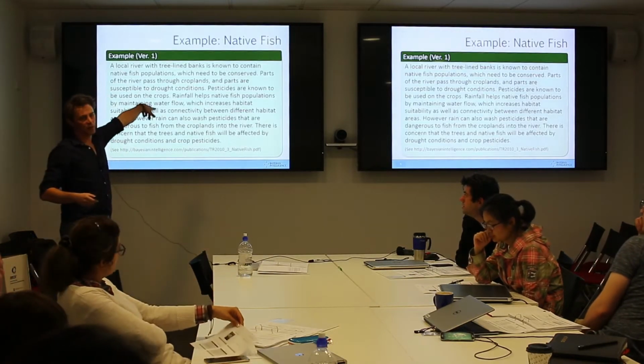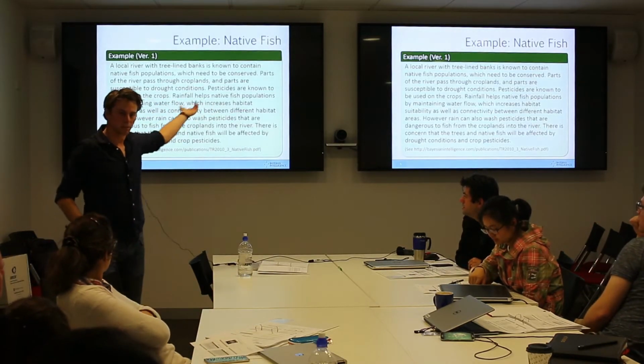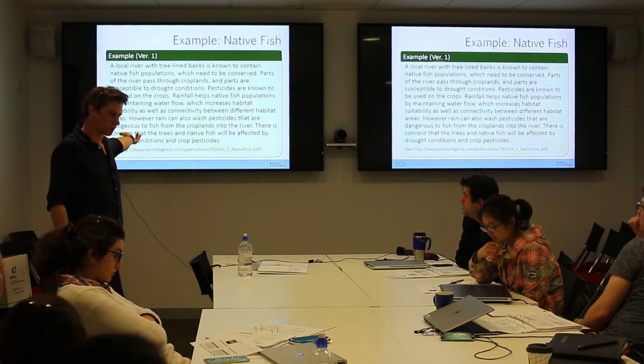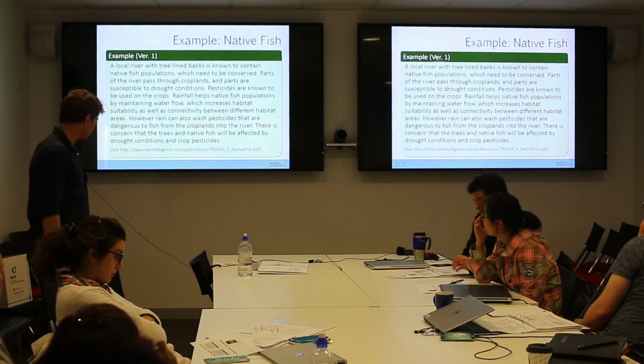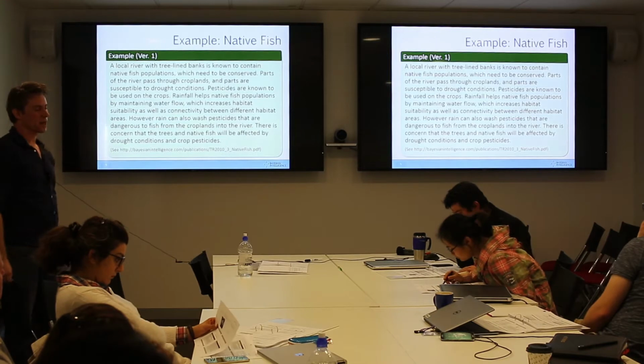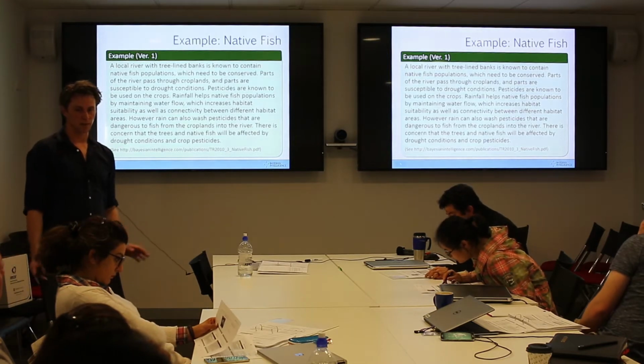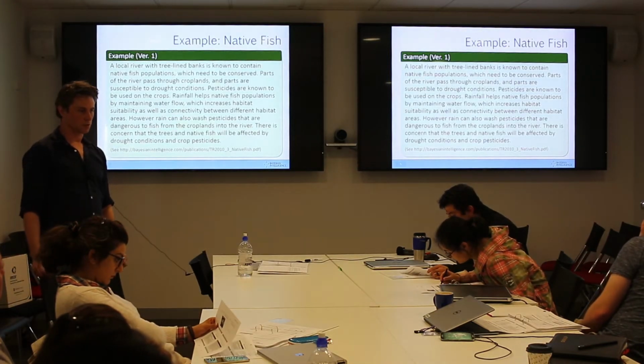So we use our example here of a native fish population. Take some time to read up about this problem statement. And the idea is we're going to build a Bayesian network of this system and start doing cool things with it.